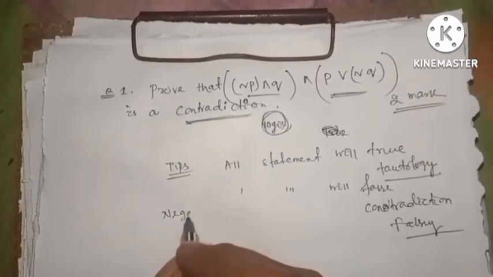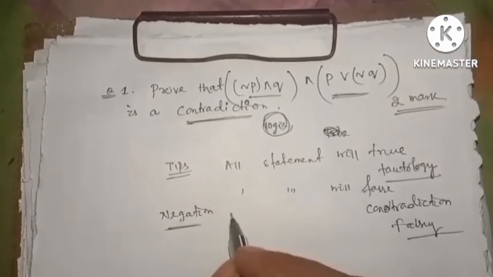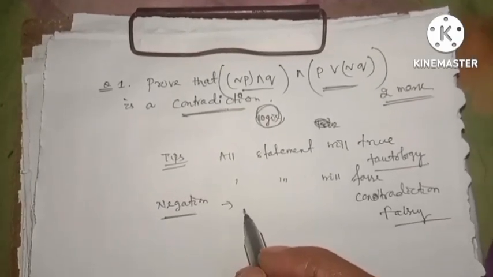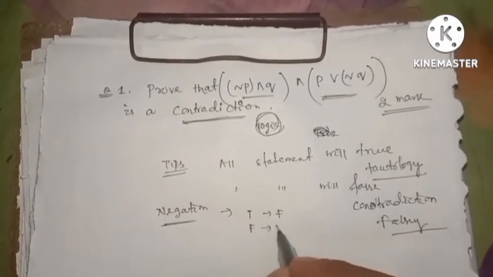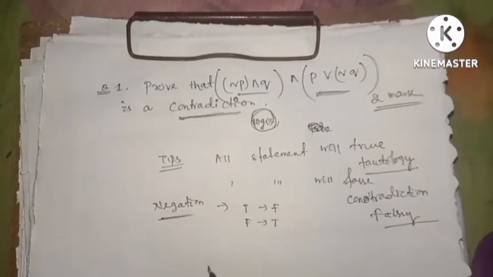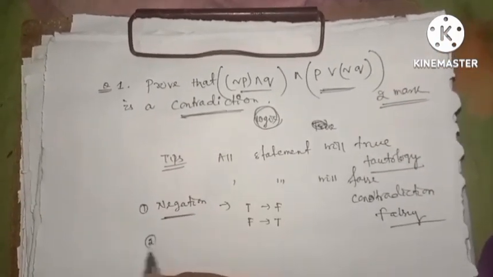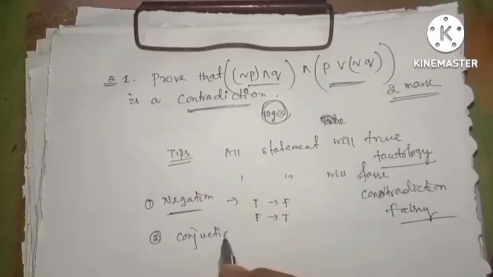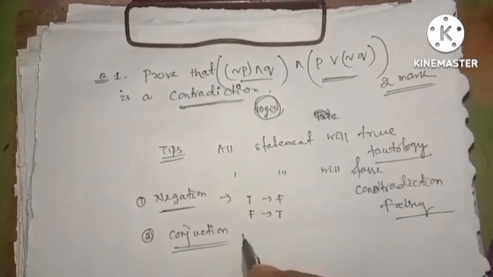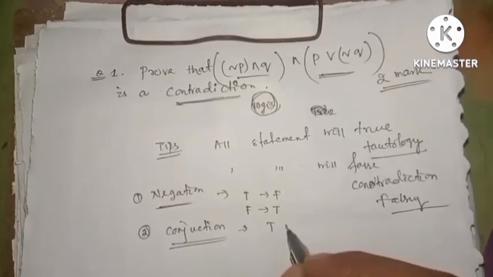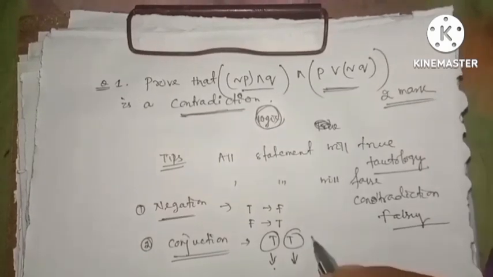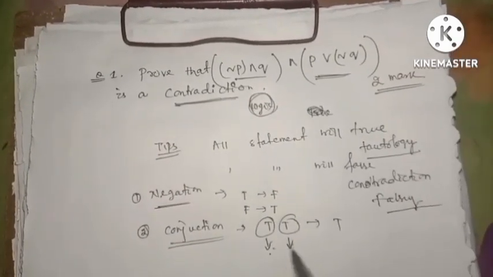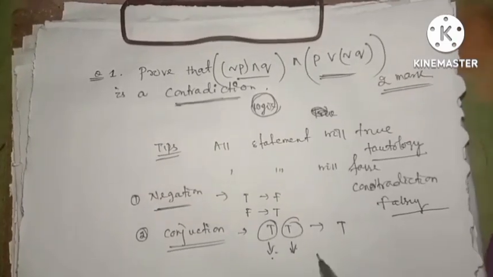There will be negation. What is the negation? Negation means if a statement is true, then it is false. If a statement is false, then it is true. Another will be conjunction. Remember this. Conjunction means if two statements are both true, then it is true, always true. Otherwise it is false.